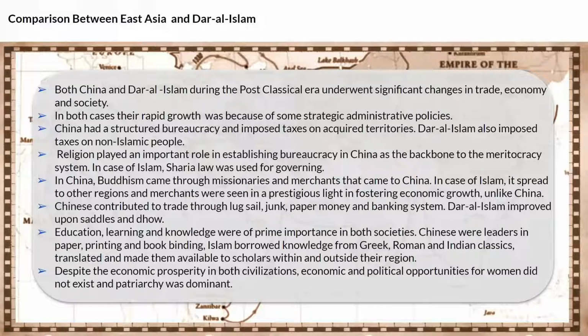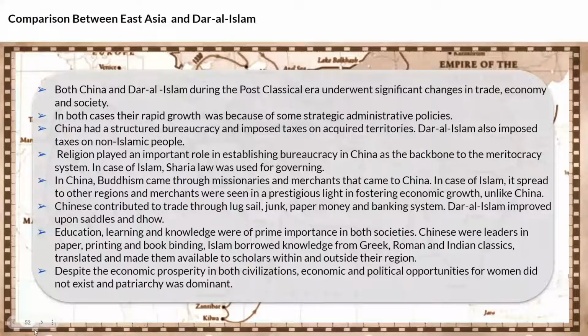There was a difference. In China, Buddhism came through missionaries and merchants that came to China. In case of Islam, it spread to other regions, and merchants were seen in a prestigious light in fostering economic growth. Unlike Dar al-Islam, the Chinese contributed to trade through lug sale, junk, paper money, and the banking system. Dar al-Islam improved upon saddles and tahao, whatever that is called.